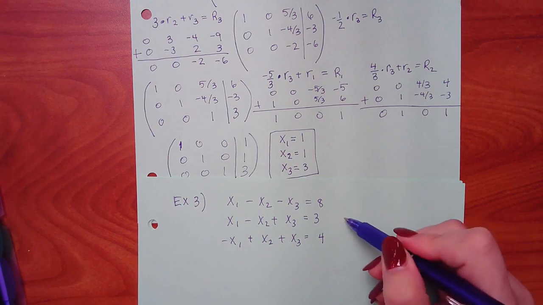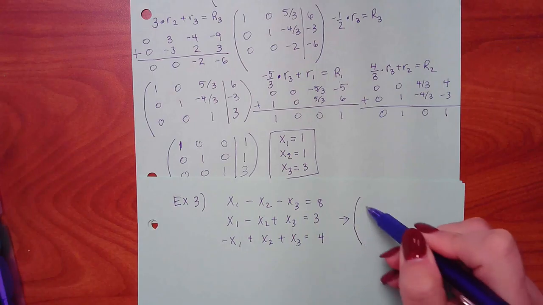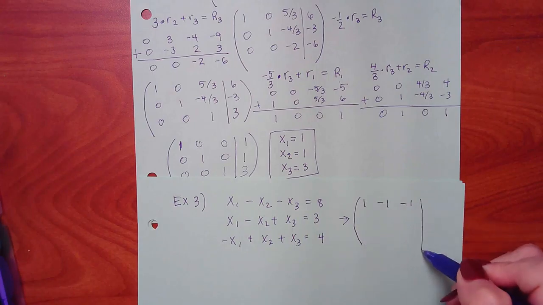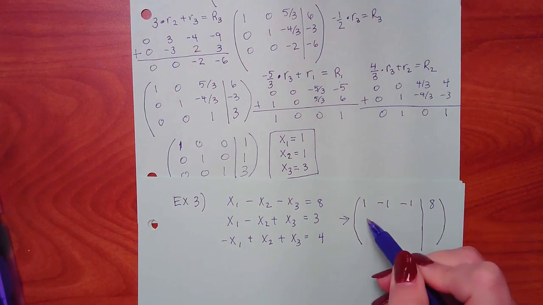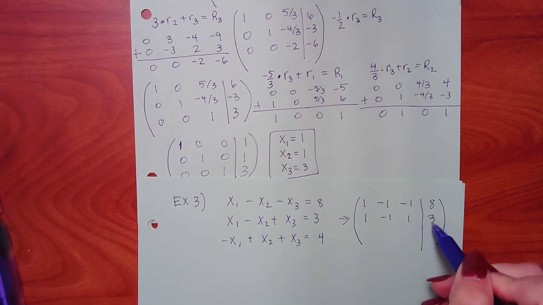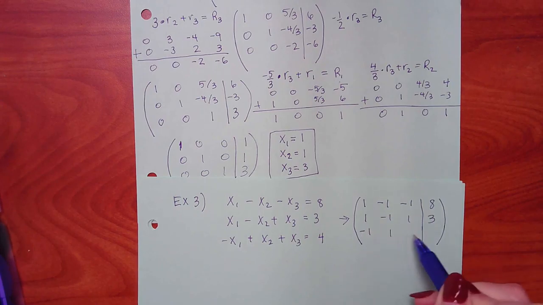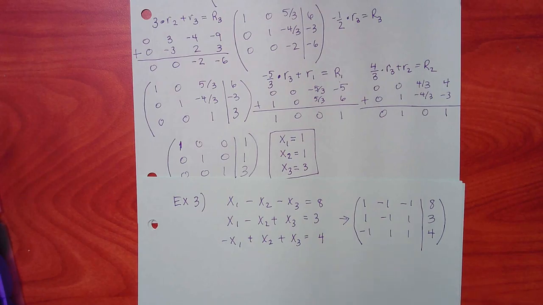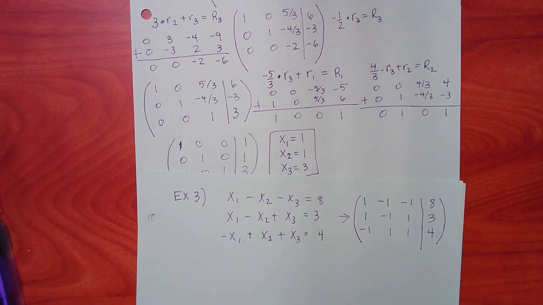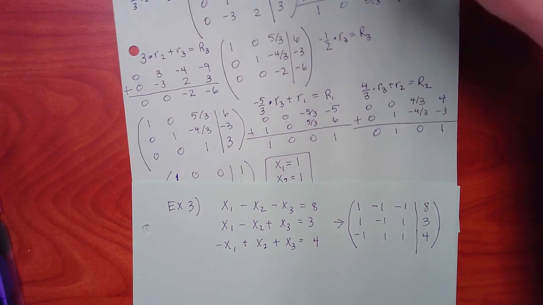So first step is to put it in the augmented matrix. So I'm gonna have that for row 1, this for row 2, and this for row 3. So this one might not be so bad because there are definitely a lot of ones, right?